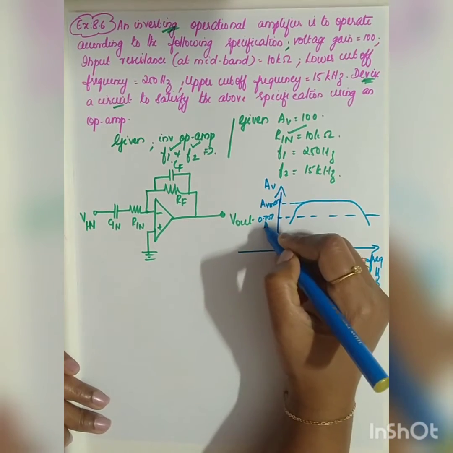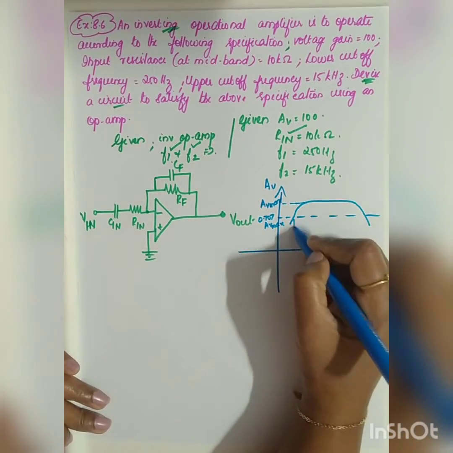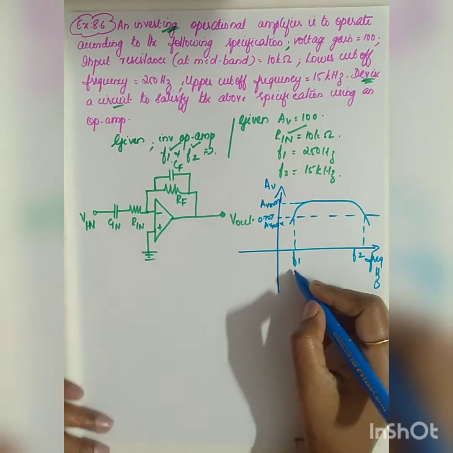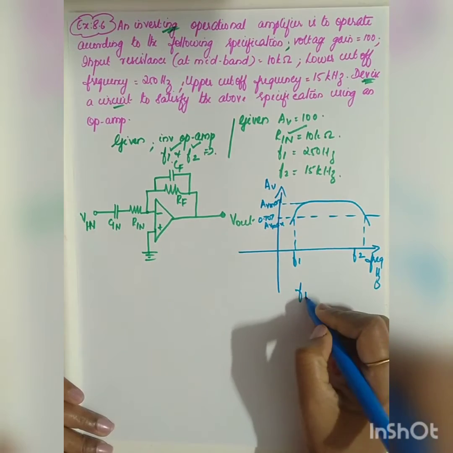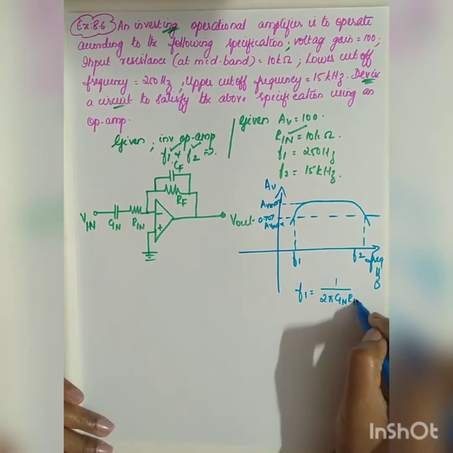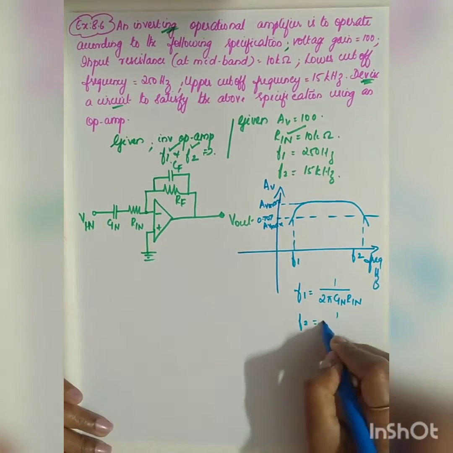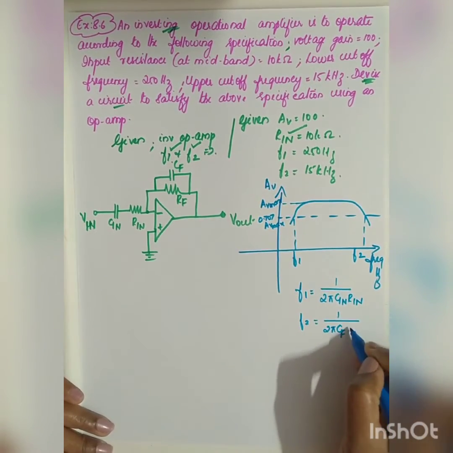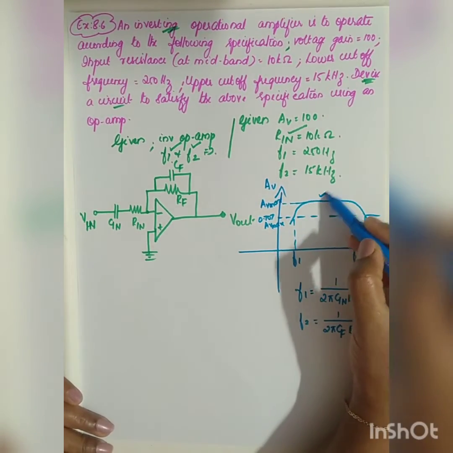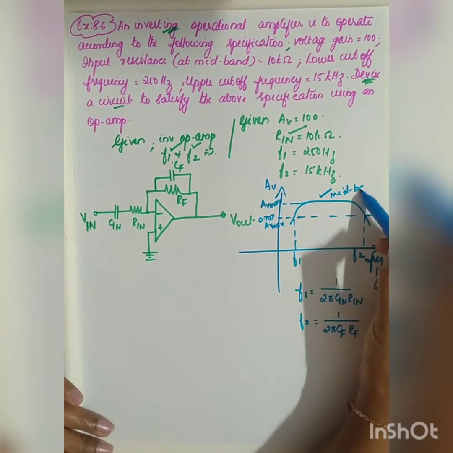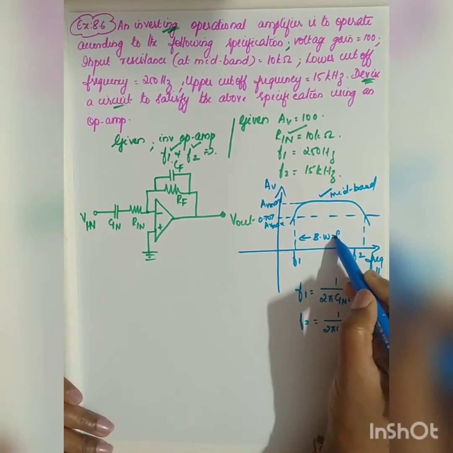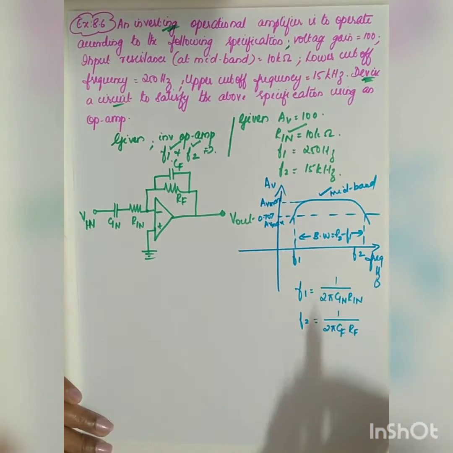So 0.707 AV max will be your two cutoff frequencies F1 and F2, where F1 is your lower cutoff frequency. What is the formula given? F1 is equal to 1 by 2 pi Cin Rin. Similarly, F2 is equal to 1 by 2 pi CF RF. These are the two formulas. This will be your mid band. Bandwidth will be equal to F2 minus F1. These are the various parameters.